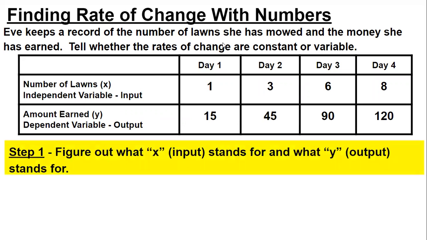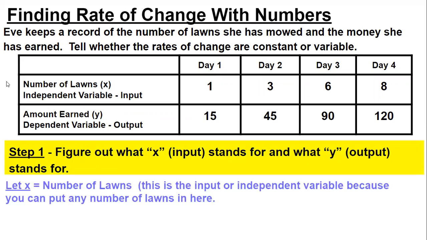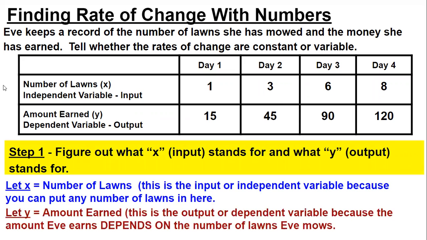So figure out what X stands for, that's your step 1, and what Y stands for. We've told you, or I've told you. However, it's not always going to be the case. You're going to have to figure out what X is. You're going to have to figure out what Y is. So we're going to say let X equal the number of lawns and let Y equal the amount that is earned. Okay, so X is your independent variable, Y is your dependent variable, X is your input, Y is your output.